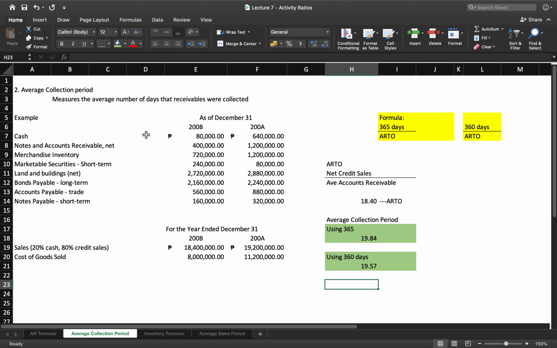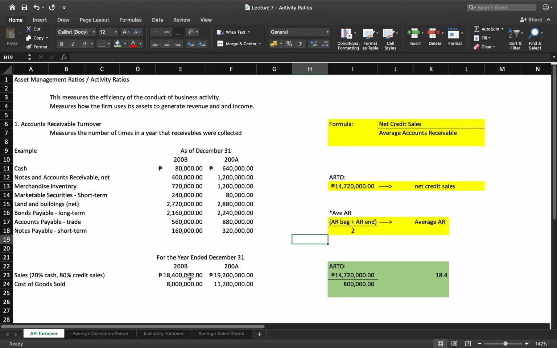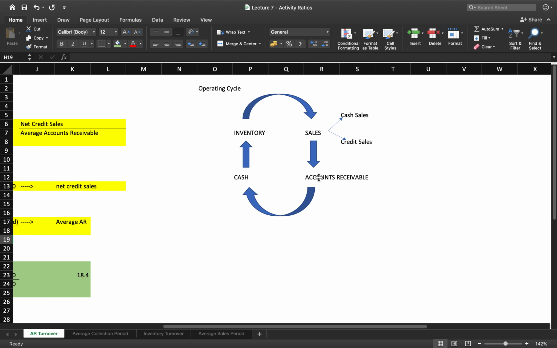What is again the goal? It measures the average number of days that receivables were collected. Kasi nga, dun sa ating diagram, ito yun eh. Number of times or days na mako-convert natin si accounts receivable into cash. Okay?